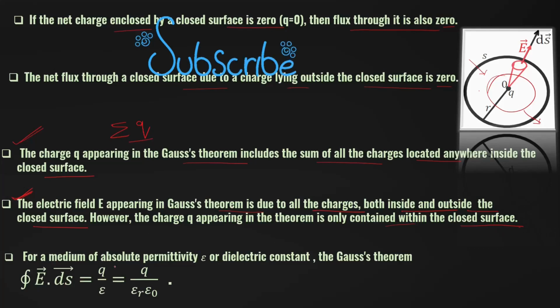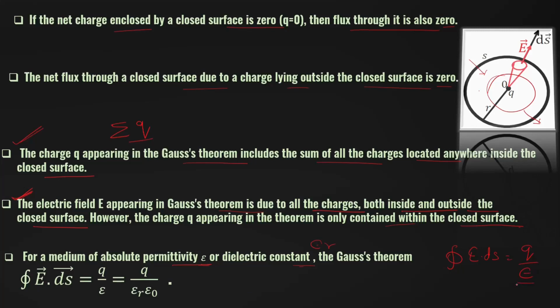Next, for a medium of absolute permittivity, that means if the charge is present not in space but in some other medium having a permittivity of epsilon or dielectric constant epsilon r, then the Gauss theorem will be changed to, that is, the flux associated, E dot dS, becomes equal to Q by epsilon, which is the permittivity of the medium, not of the space. And on solving this epsilon, we will get epsilon r into epsilon naught.